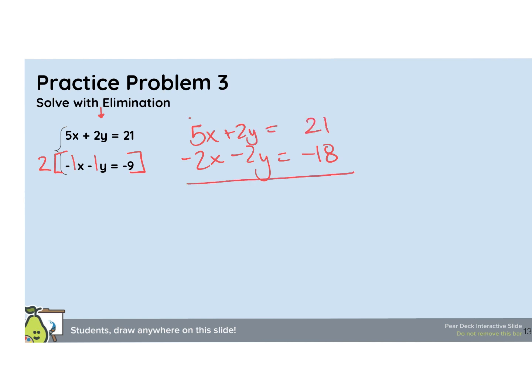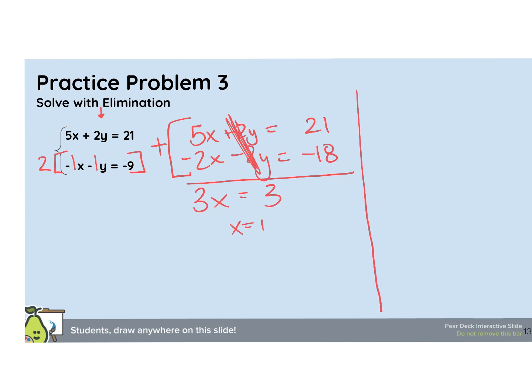Now, I have to figure out, do I add or subtract? Well, I have a positive 2 and a negative 2. So since they're opposite signs, we add. So 5 plus a negative 2 is 3x. The y's are eliminated. And then 21 plus a negative just means minus. So x is 1.